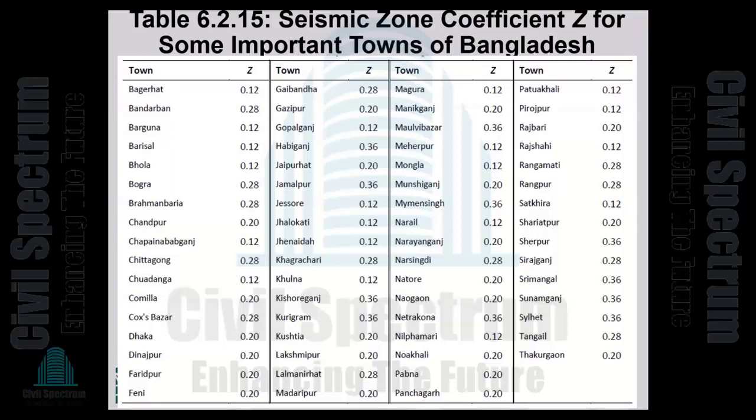Now, Z values are given on the map, but for your convenience, BNBC also gives you this table where you can look up the Z value for most significant communities in the country. Okay, so for the city of Dhaka, which is in zone 2, the Z value is 0.2.